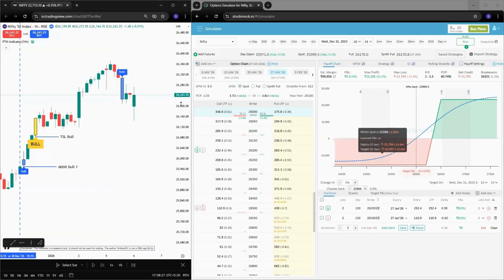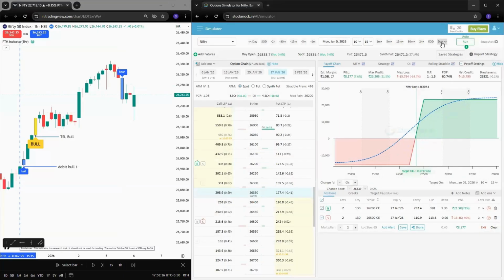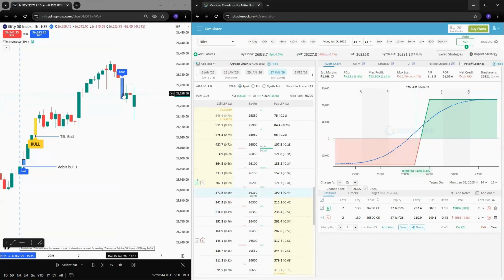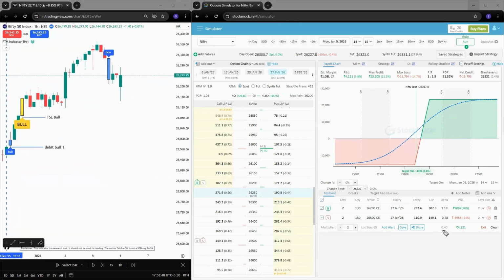So what we'll do in the simulator, we will fast forward and we will go to 5th of Jan. We'll go one by one. 2nd Jan over, 5th Jan. Now 5th Jan, 1:15 p.m. So I'll go to 5th Jan, 2:15 p.m. because the 1:15 candle will close when? At 2:15.